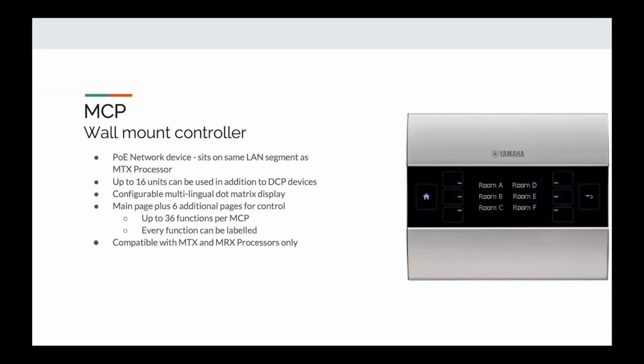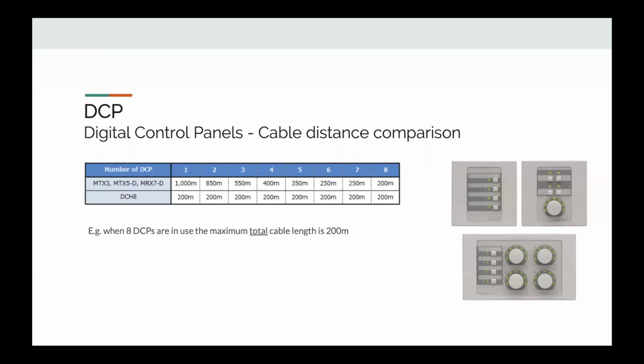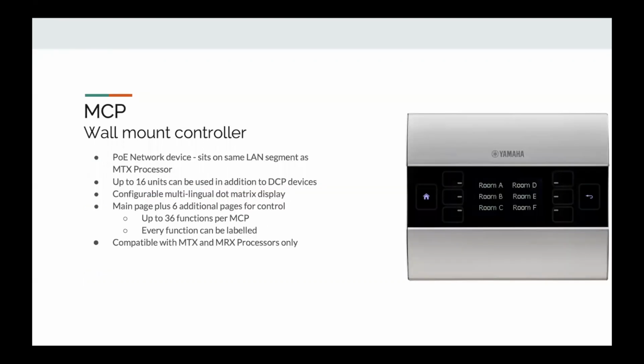We also have an MCP option. Now, what I didn't explain with the DCP is that you can only ever have a maximum of 8 in a deployment. And with the MA2030 and the MA2120, you can only have a maximum of 1 on the 2030 and 2 on the 2120. On an MTX or MRX system, you can have up to 8 panels. But there may be applications where you need more than that, and one option is to use the MCP.